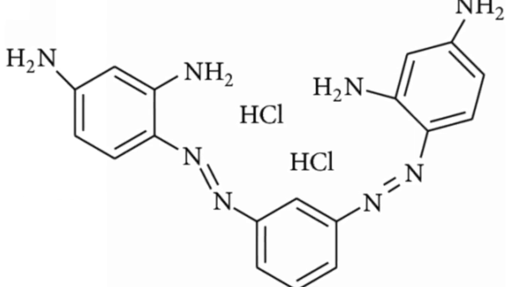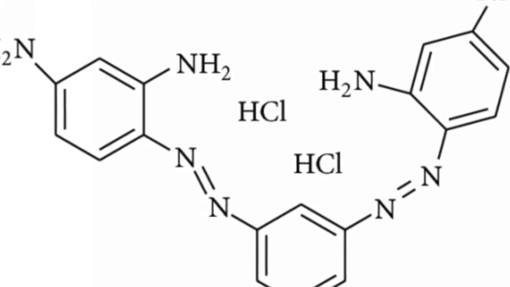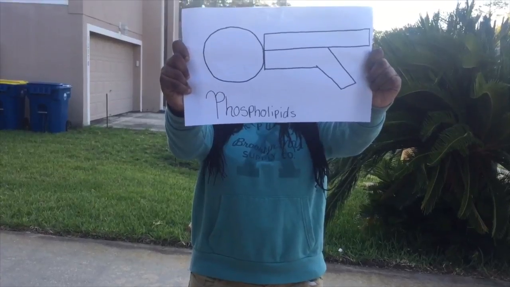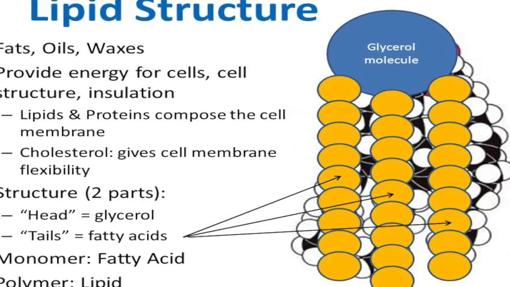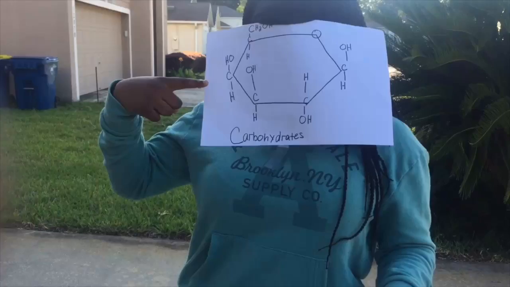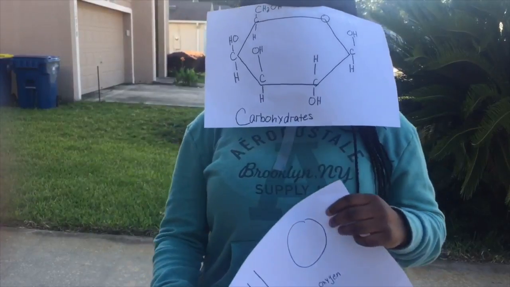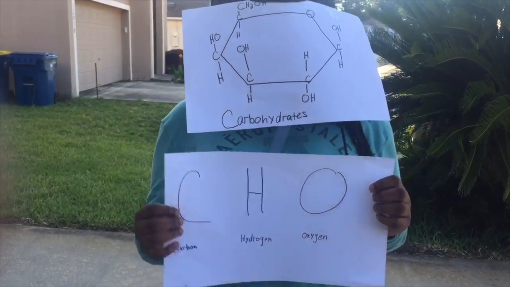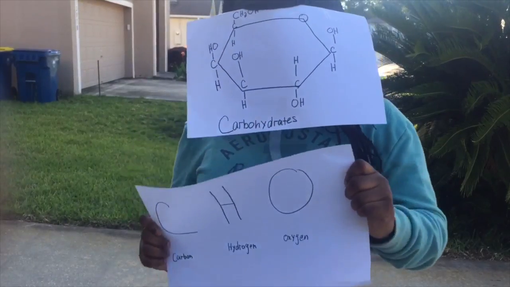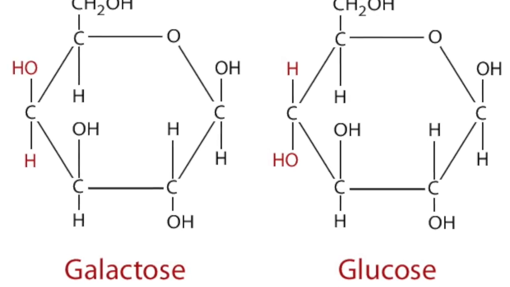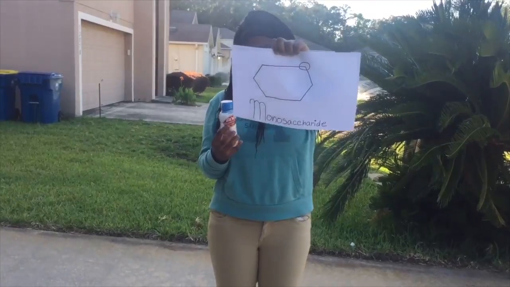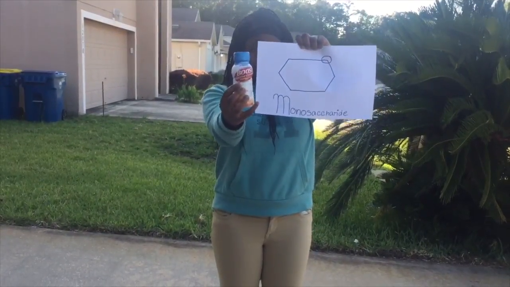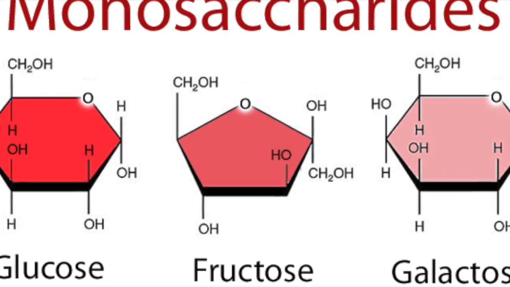Now let's talk about basic molecular structures. The important groups of organic chemicals in cells are carbohydrates, lipids, proteins, and nucleic acids. Starting with carbohydrates, they have carbon, hydrogen, and oxygen. They give me that special dose of galactose and deoxyribose. You also have your monosaccharides that contain glucose and fructose.